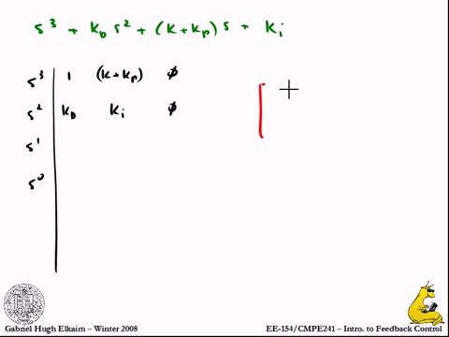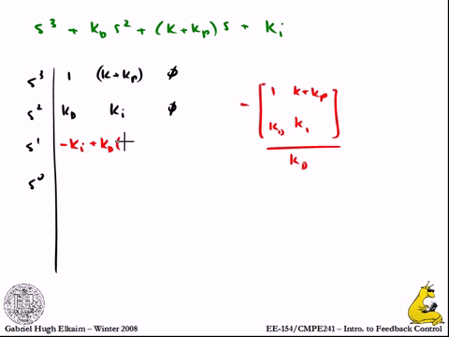So I need the negative determinant of 1, KI, K plus KP, KD, divided by KD. That's going to be KI minus KD times K plus KP, all over KD. The next term that goes right under this column is 0. And then the last one I need, which goes right in there, is minus the determinant of, well, this is actually kind of interesting, because it's that times that minus that times that divided by that thing. So all I get here is KI.